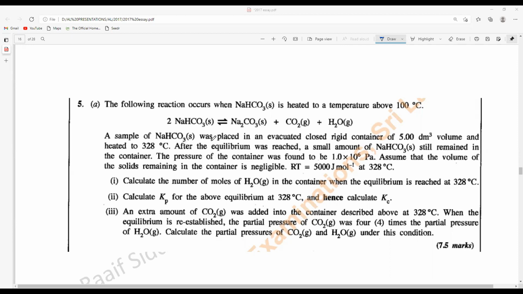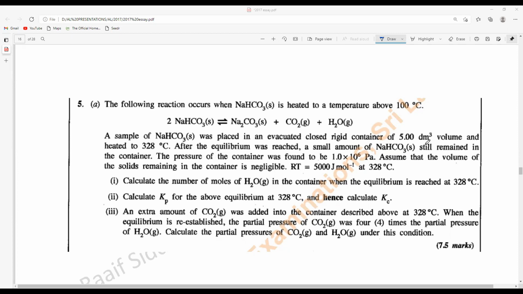A sample of sodium bicarbonate was placed in an evacuated rigid container of 5 cubic decimeter. So I will try to draw it as it is. So we have a vessel of 5 cubic decimeter, and there is this NaHCO3 solid sample, and it was heated at 328 degrees. So automatically there will be this equilibrium: NaHCO3 to Na2CO3 plus CO2 gas plus H2O.